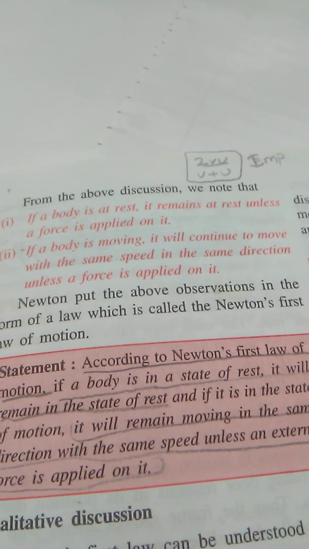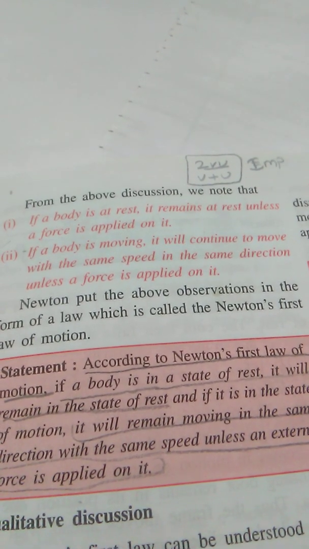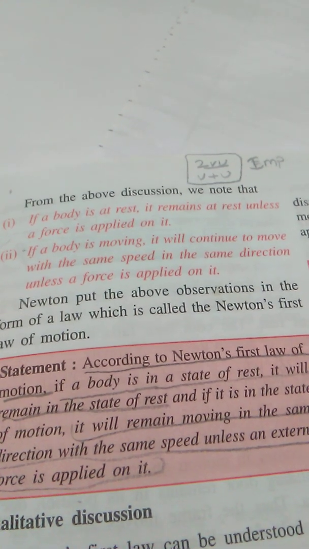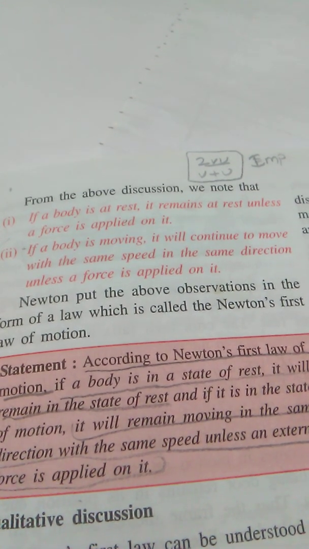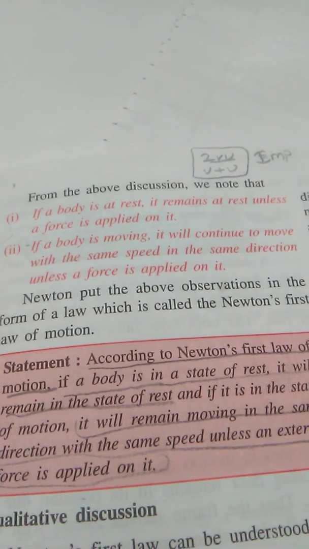Now this first law is also called the law of inertia because it determines the inertia of the body. Inertia is divided into two categories: the inertia of rest and the inertia of motion. Now before that, let us first discuss what inertia is.